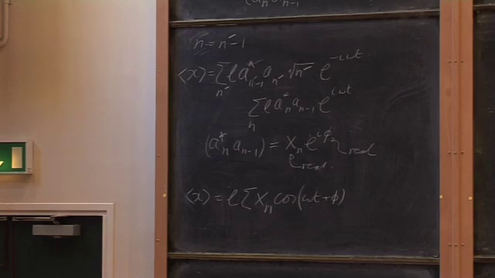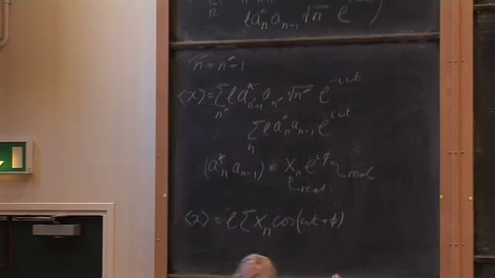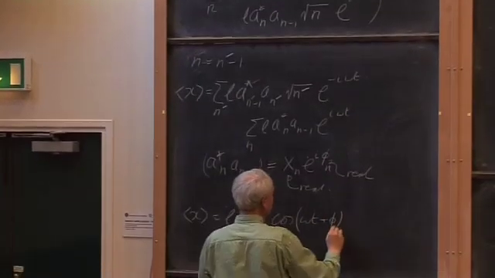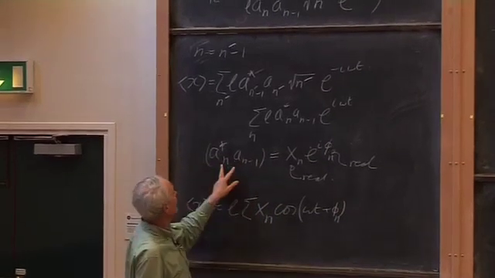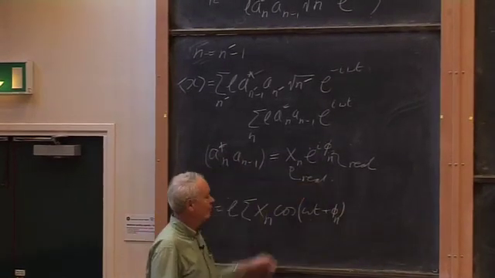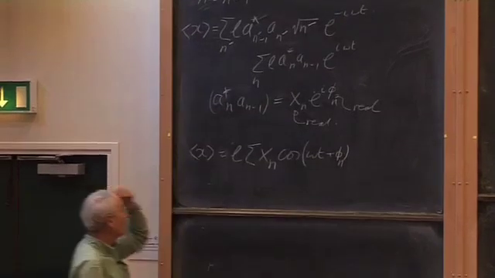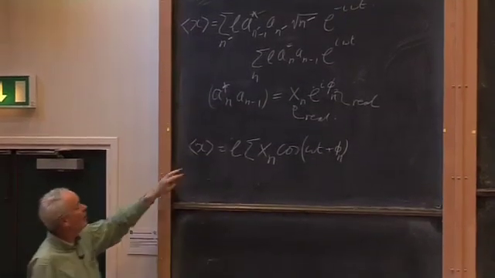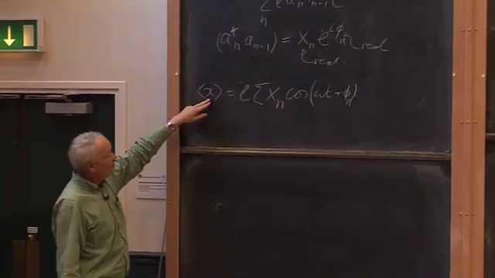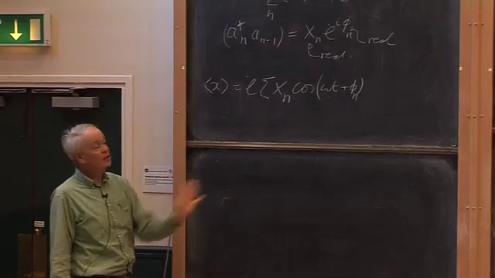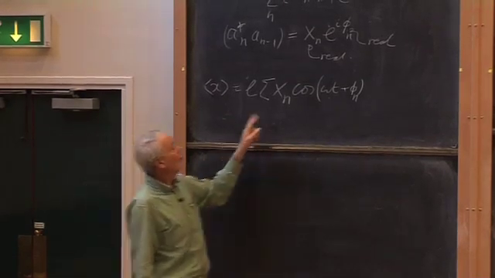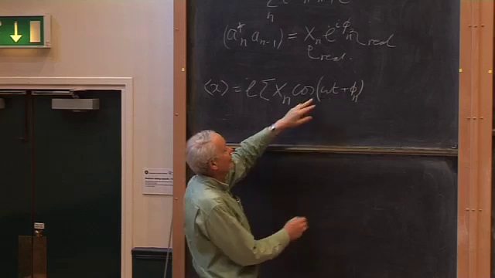Sorry, we need a phi n on that. Excuse me. We need a phi n on that. So this obviously needs an n, and that is an n, because each of these complex numbers has its own phase. So what have we discovered? We've discovered that, lo and behold, the expectation value of the position does oscillate periodically.